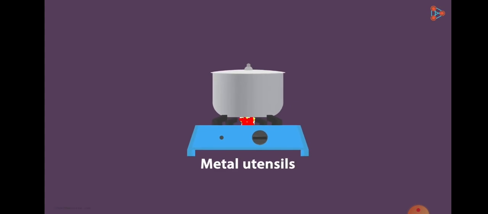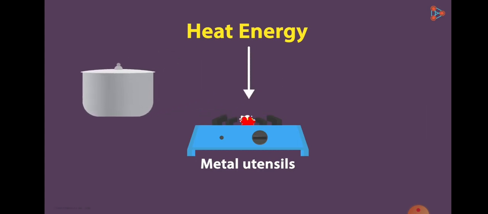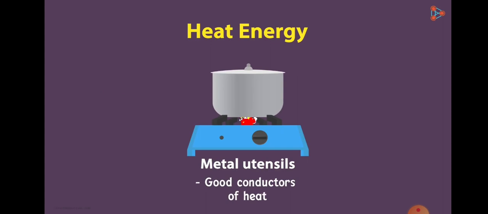Can you think of some more properties of metals? Metal utensils are used for cooking, aren't they? Why do you think they're used for this purpose? Which energy do we need to cook food? Heat energy. Correct. We need heat energy to cook food, and metal utensils are good conductors of heat. They help transfer heat evenly through the entire surface and provide even heating.